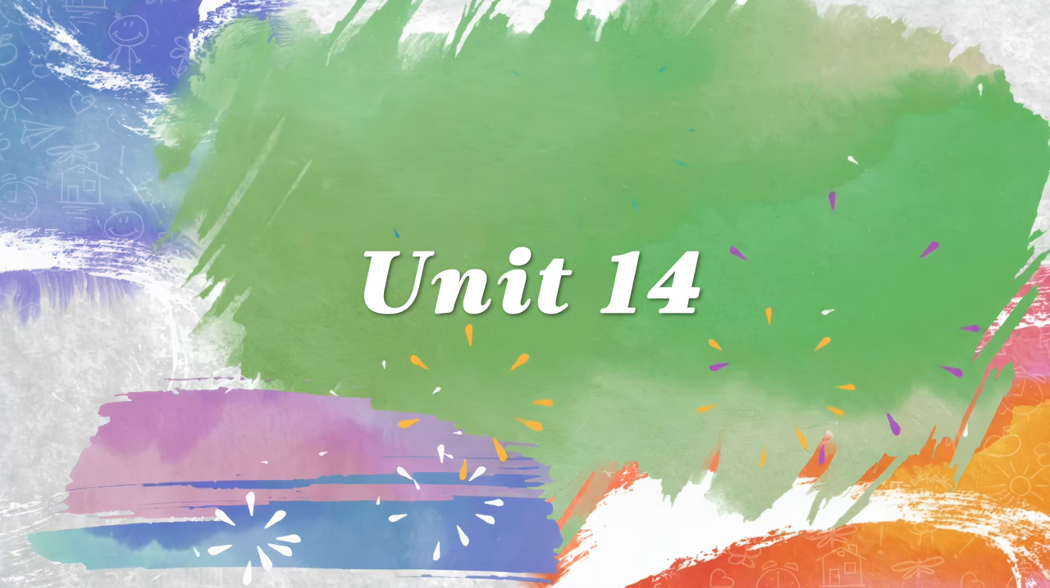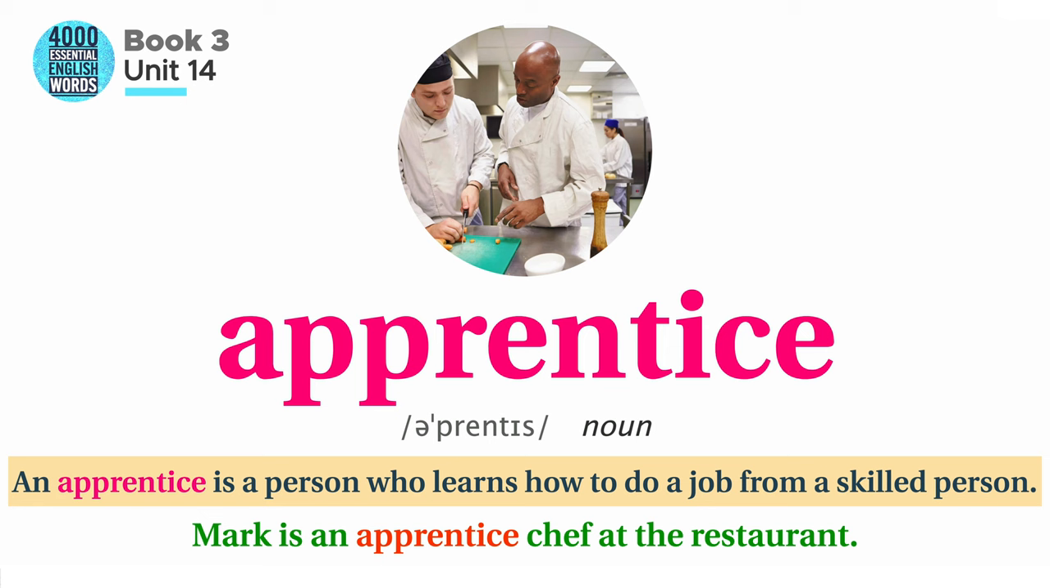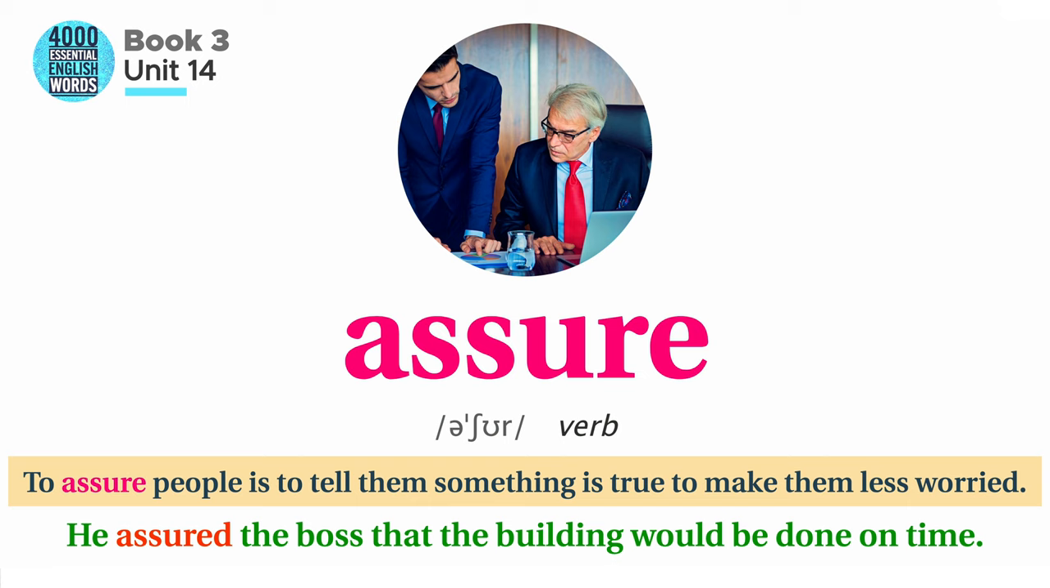Unit 14. Word List. Apprentice. An apprentice is a person who learns how to do a job from a skilled person. Mark is an apprentice chef at the restaurant. Assure. To assure people is to tell them something is true to make them less worried. He assured the boss that the building would be done on time.